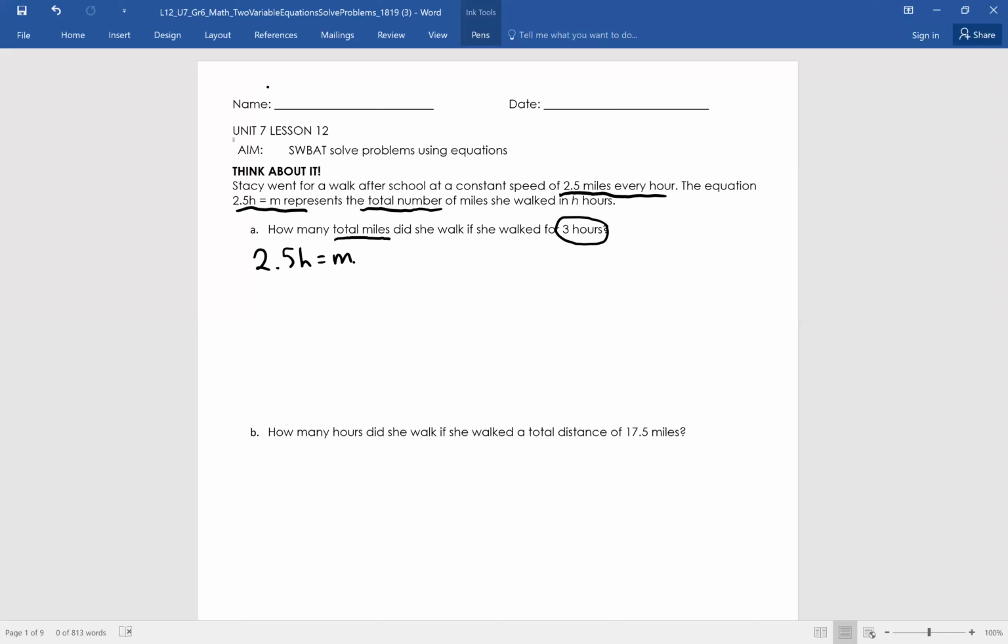So what did they give us? They gave us hours. So I'm going to go ahead and substitute that 3 in for H. And I rewrite my equation as 2.5 times 3 is equal to M. Did I substitute the correct thing? Yes, because I'm looking for the total amount of miles, which means I'm looking for M. So side work will show 2.5 times 3, and I should come up with 7.5. So the total amount of miles in 3 hours should be 7.5.